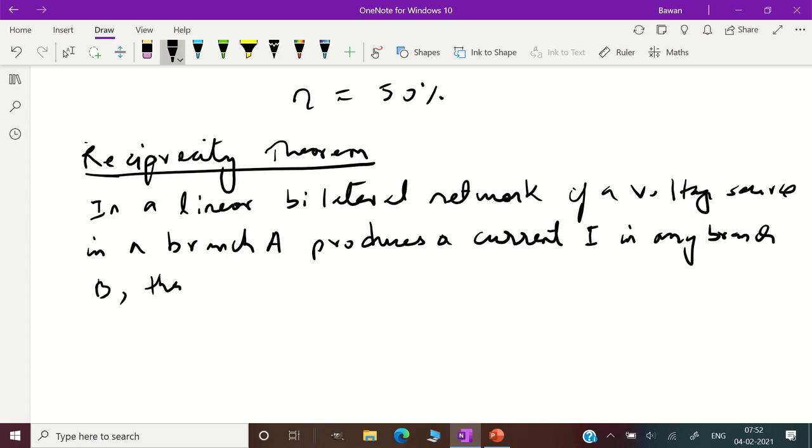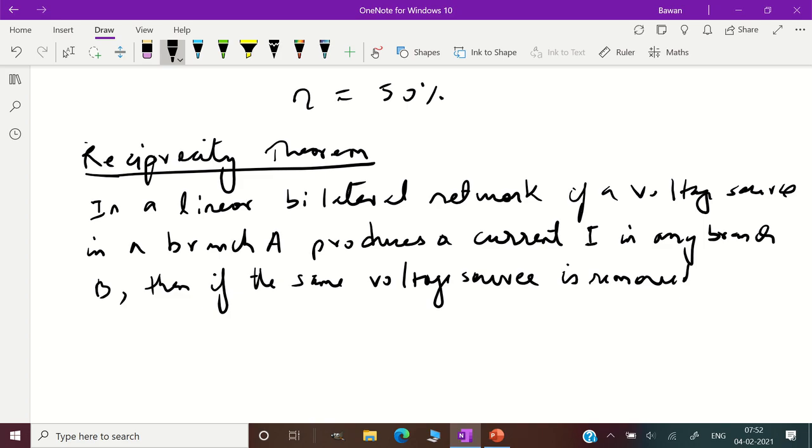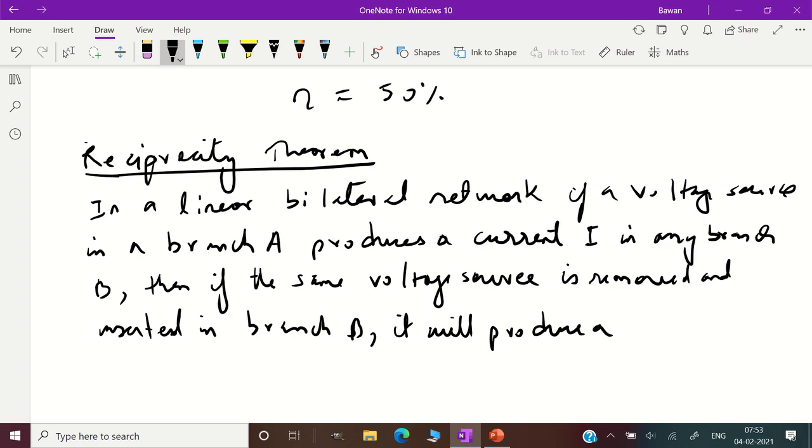then if the same voltage source is removed and inserted in branch B, it will produce a current I in branch A. In other words, we can say that V and I are interchangeable between branch A and branch B.